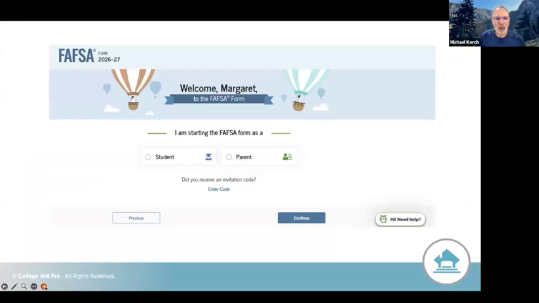So when we start the form and you log in, you're presented with the option, "I'm starting the form as," and you choose the role for whichever person you are. If you're the student, of course, choose the student, or a parent, choose the parent option, and then continue on to the next page.